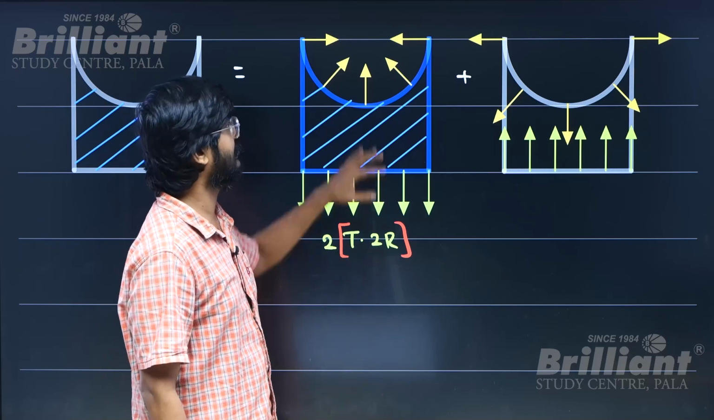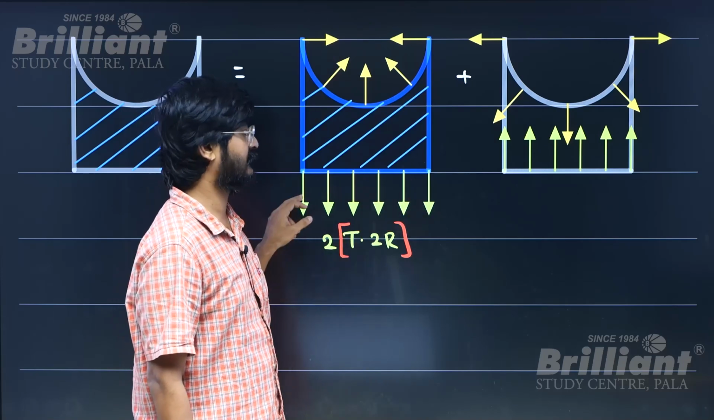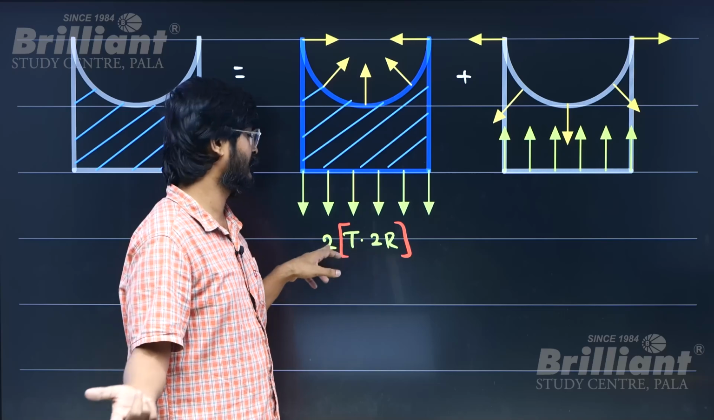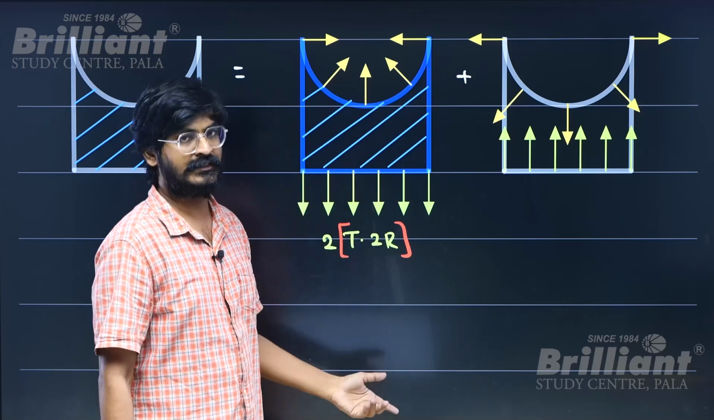The other way of saying it is, I can say the force due to this yellow stuff is nothing, but force due to this white green stuff is T into 2R. If one interface, two interfaces, 2 times. See, I didn't draw the horizontal forces because they will be getting cancelled anyway.